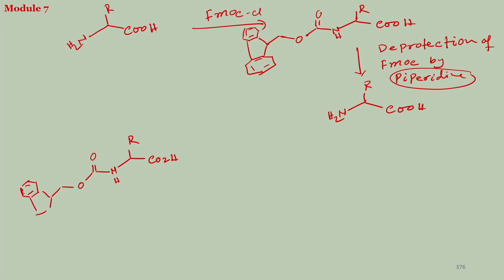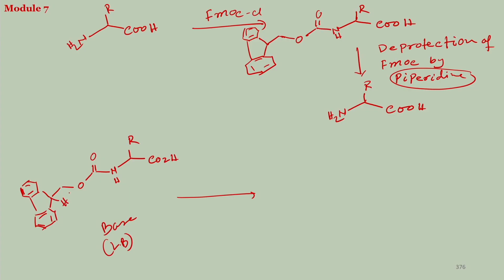Double bond here, here is another double bond, here is another double bond, there is another double bond. So, it is an aromatic system, a fluorene system. So, in presence of a base, a Lewis base actually, this is LB.